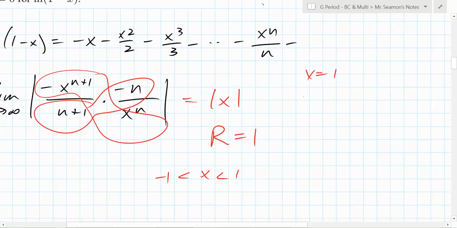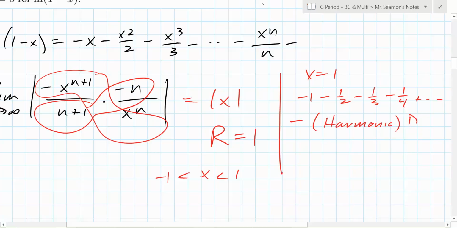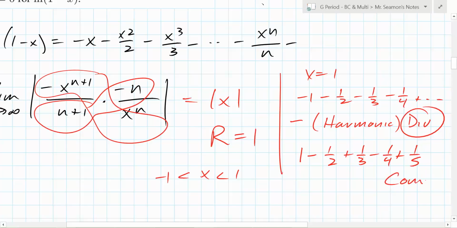when x is equal to 1, what do you get here? Negative 1 minus 1/2 minus what? What is that? That is the opposite of the harmonic series. So what is that? Diverges, right? Then what else can you plug in? Negative 1? If you plug in negative 1, what's going to happen? You end up with 1 minus 1/2 plus 1/3 minus 1/4 plus 1/5. And that converges. Exactly. It was alternating harmonic.